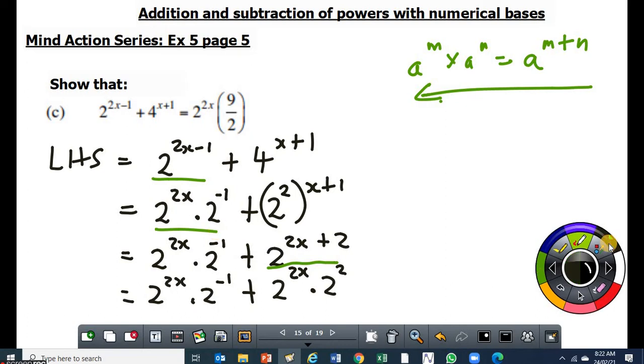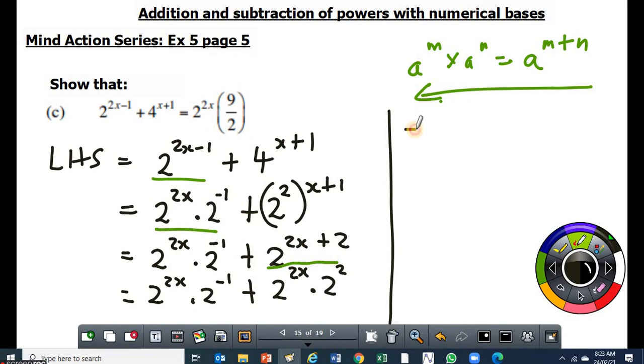Okay, are you following? Then, when you get here now, you identify the common factor. I'm sure you can see that there is a bracket there, which means you need to take out the what? A common factor. Right? So we take out the common factor. Now our common factor is what? 2 to the power of 2x, which is what we have on the right hand side.